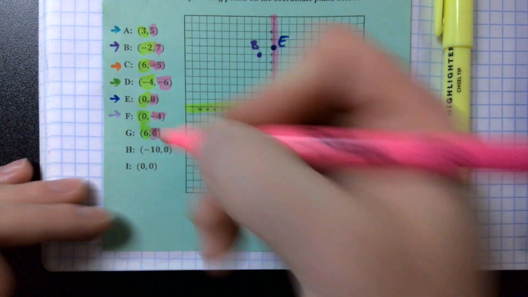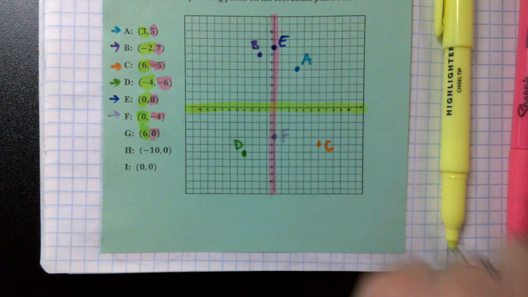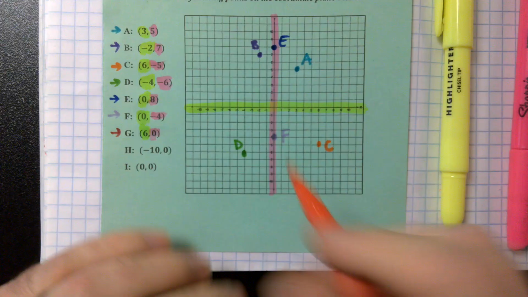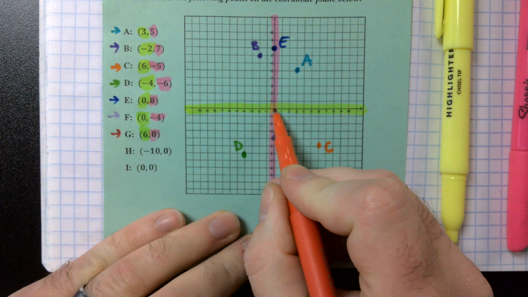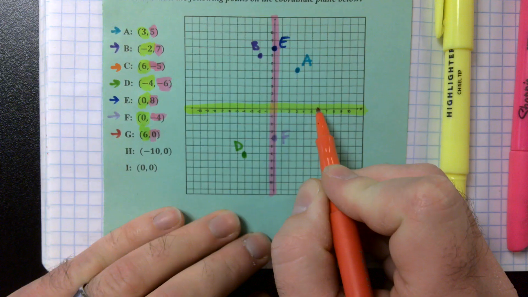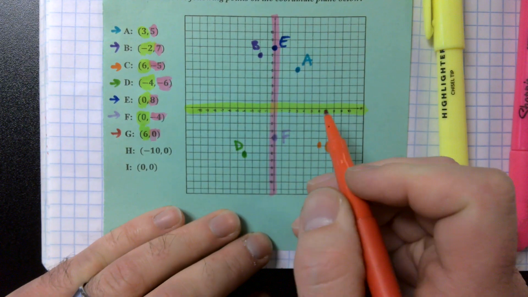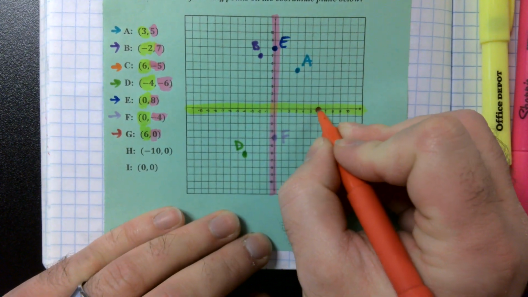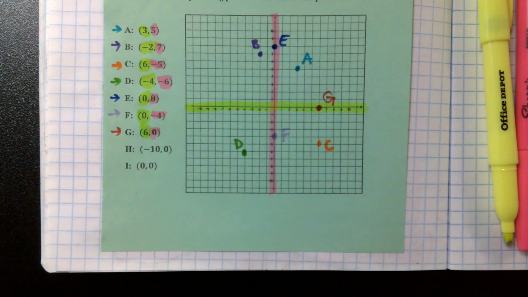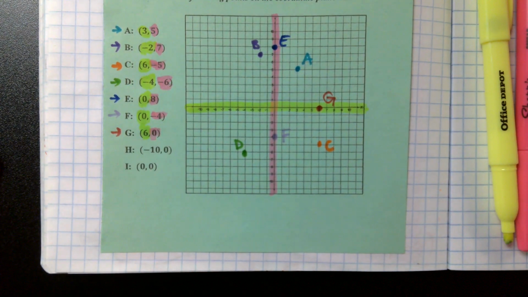now G, we're kind of flipping it around. What's my x coordinate in G? 6. And what's my y? 0. So back to the origin I start. I go to positive 6 on the x. How many spaces up or down am I going to go? I'm going to go none. My y coordinate is 0. So I make my dot right there, this time on the x-axis, and I'll call that point G.